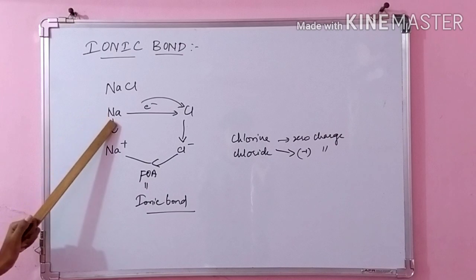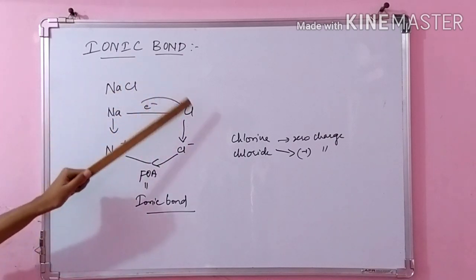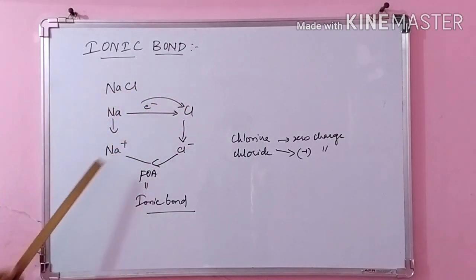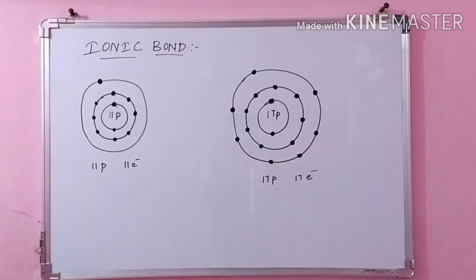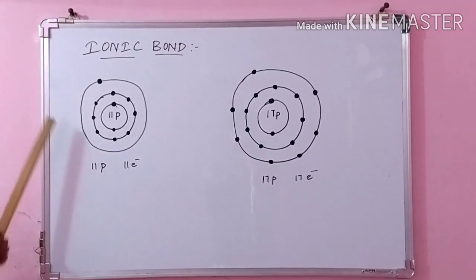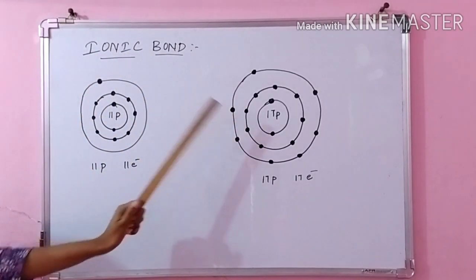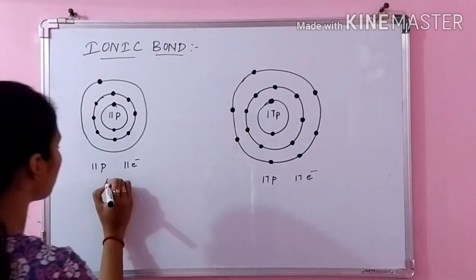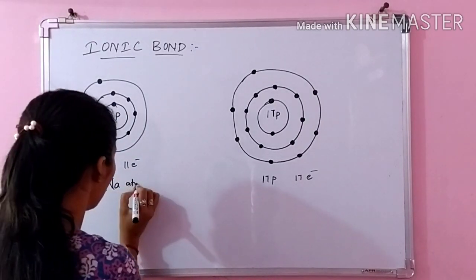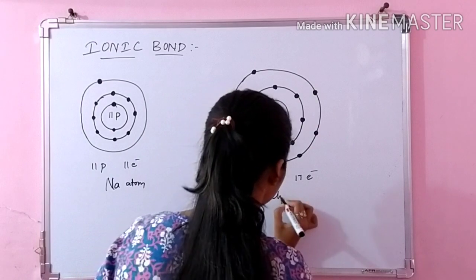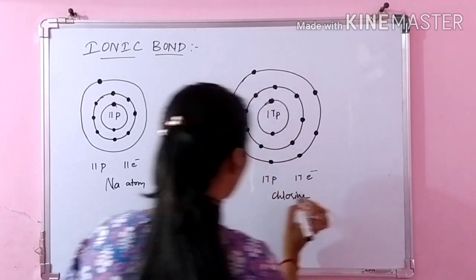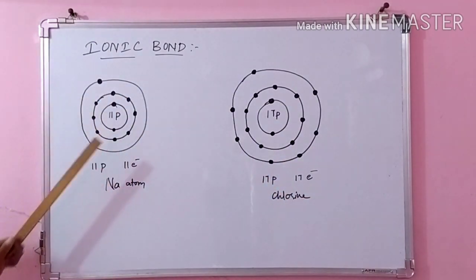But now the question is, why only it will transfer electron and why only it will accept the electron? Now we will discuss that. Now we will understand why your sodium atom will give electron to the chlorine atom. This is sodium atom, and this is chlorine. I have written the diagram for that atomic structure.